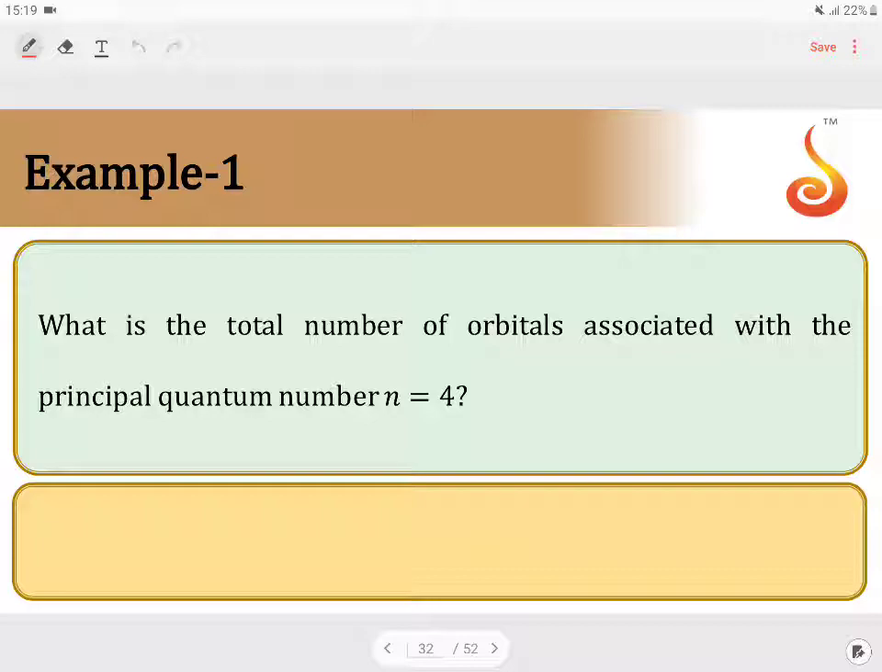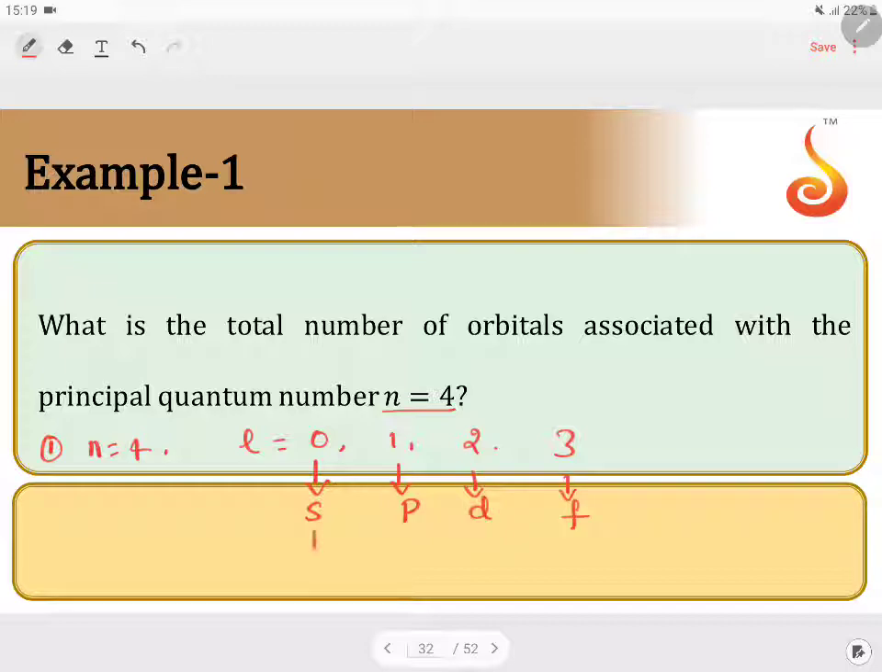Now, there are three ways in which you can solve this. The first method: when n is equal to 4, l is equal to 0, 1, 2 and 3. So these are the l values. If l is equal to 0, it is the s subshell, then p, d and f.